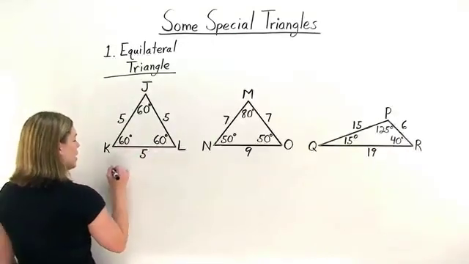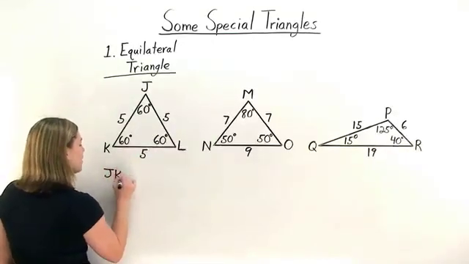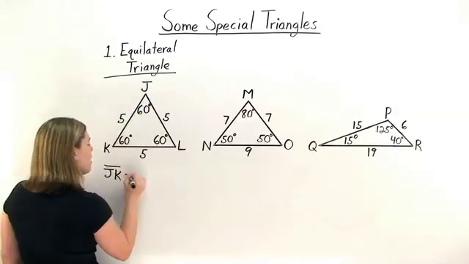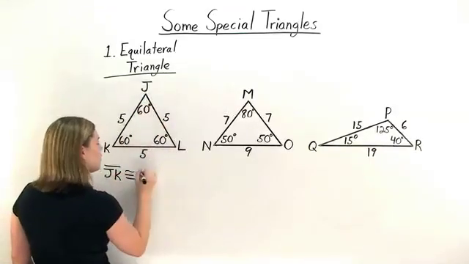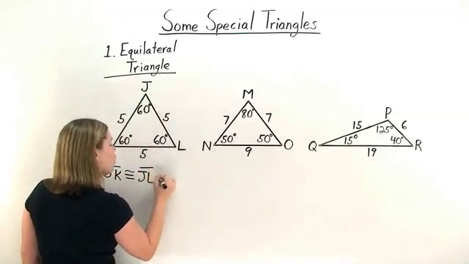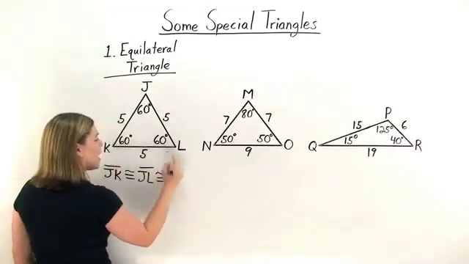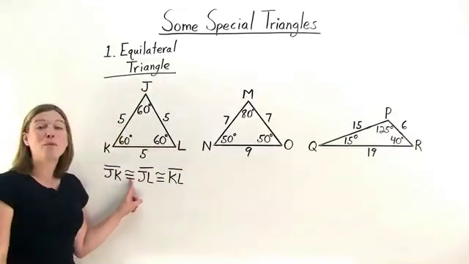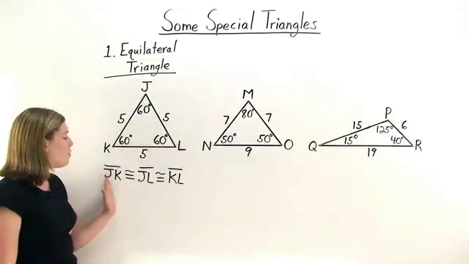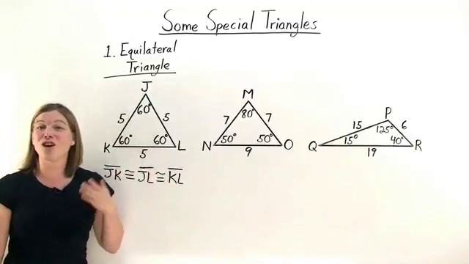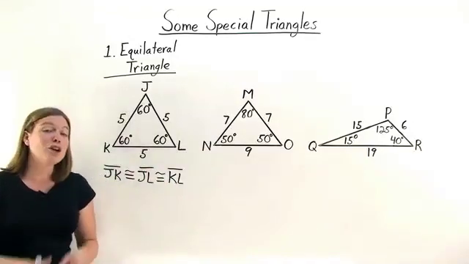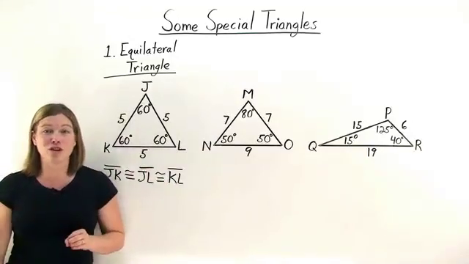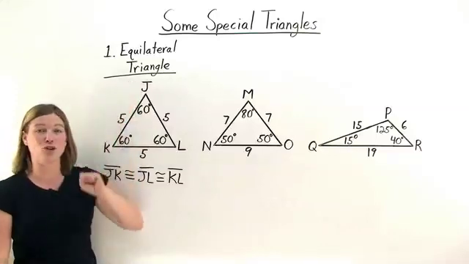All those sides are the same length. They're all congruent. So we can say this: side JK is congruent to side JL, which is congruent to side KL. All the sides measure the same. This symbol means congruent to. So here we're saying that all those side lengths are the same. So a triangle where all the sides measure the same is called an equilateral triangle.